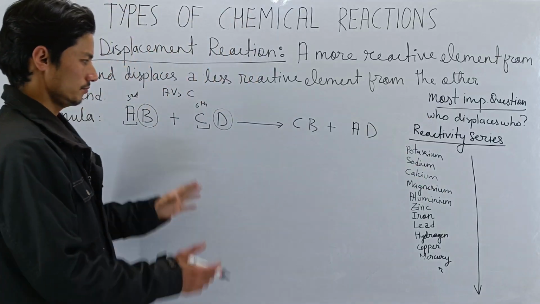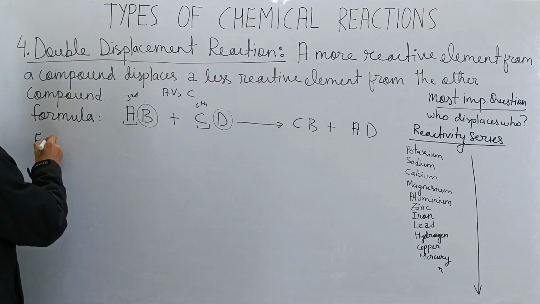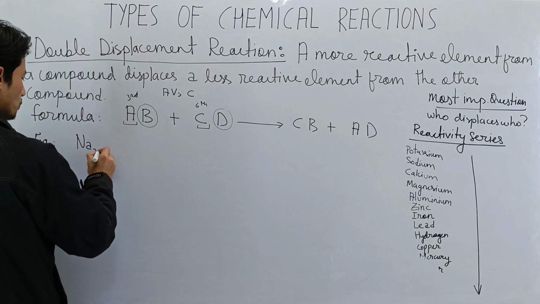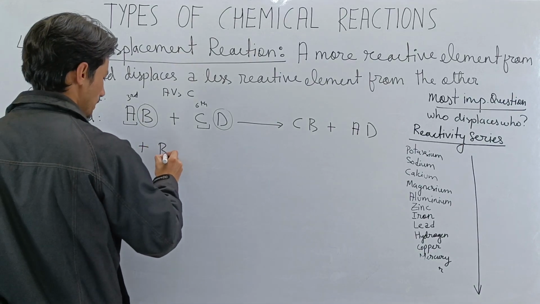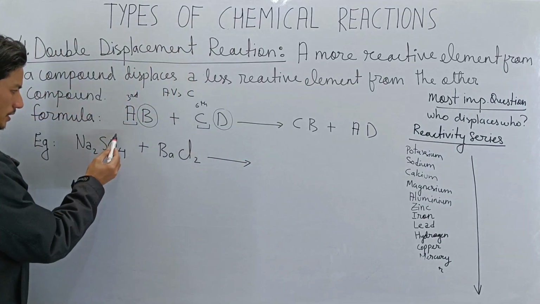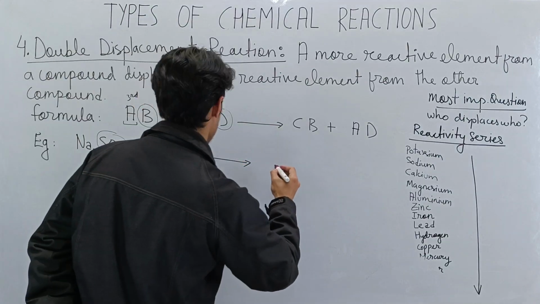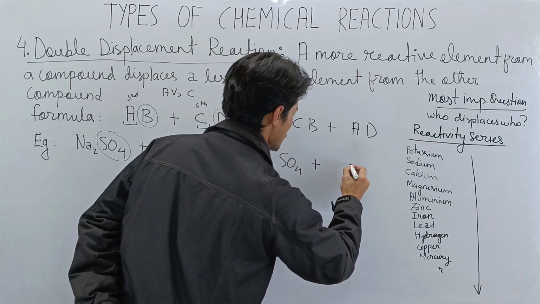Okay, so let us take an actual example from the textbook. So example, we can use the textbook example: Na2SO4 plus BaCl2. So these are the non-metals. They are not going to participate. They will just remain where they are. So we can start writing them. So SO4 plus Cl2.